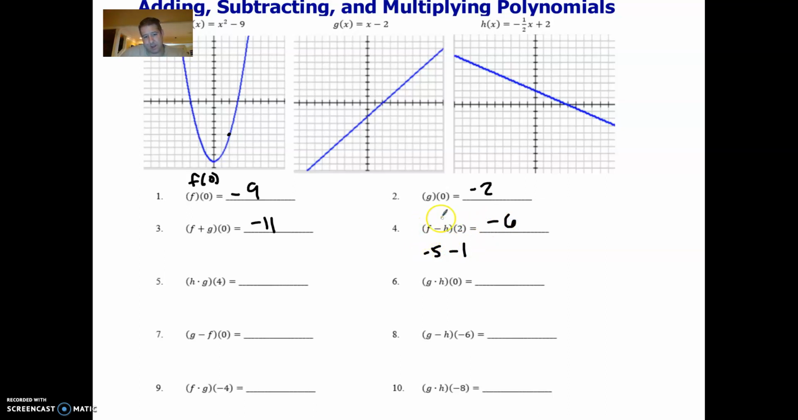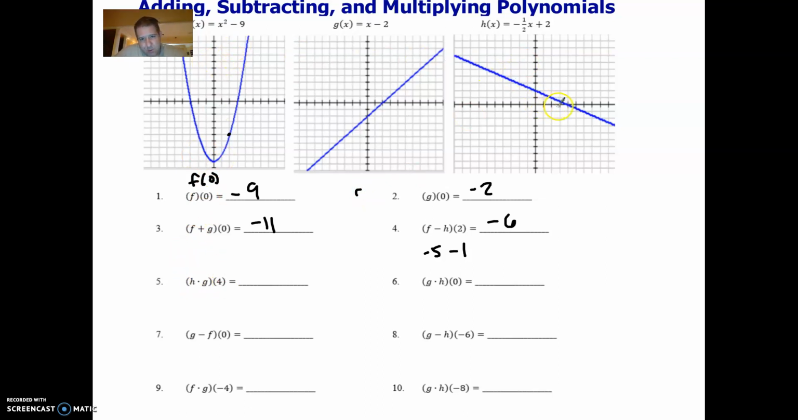Now, I can double check that, putting that into the function. f of 2, 2 squared is 4. 4 minus 9 is negative 5. That's right. And 2 into the h of x function. So negative half of x, well, half of 2 is 1. So that's negative 1 plus 2 is 1. So negative 5 minus 1 is negative 6. That's right.